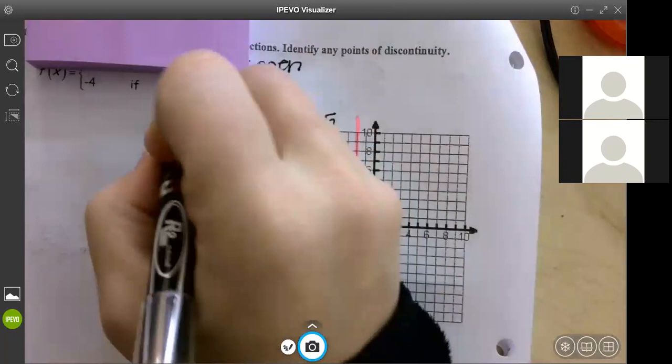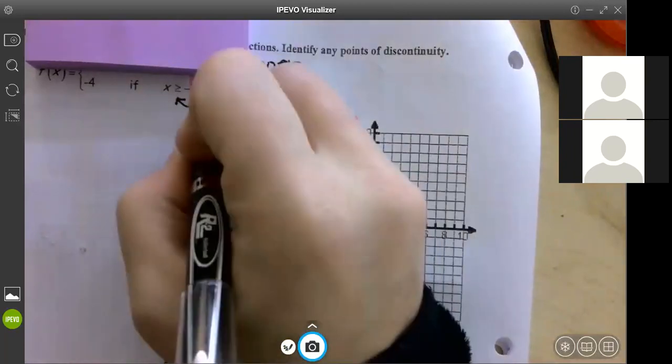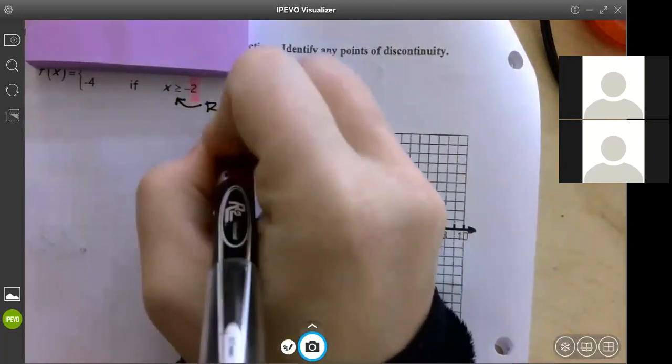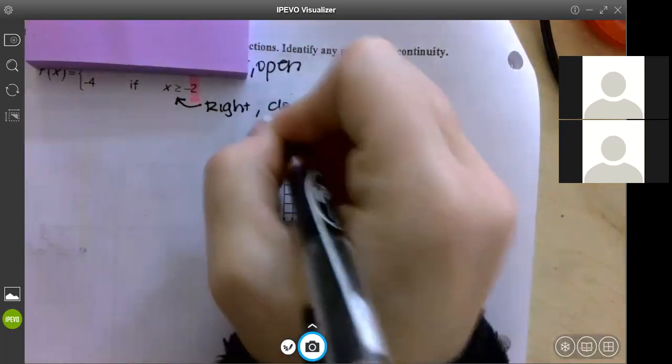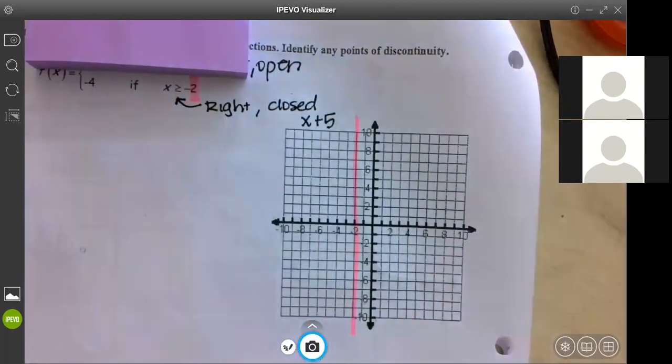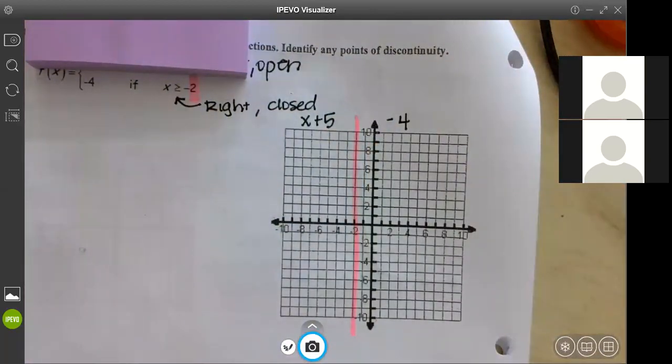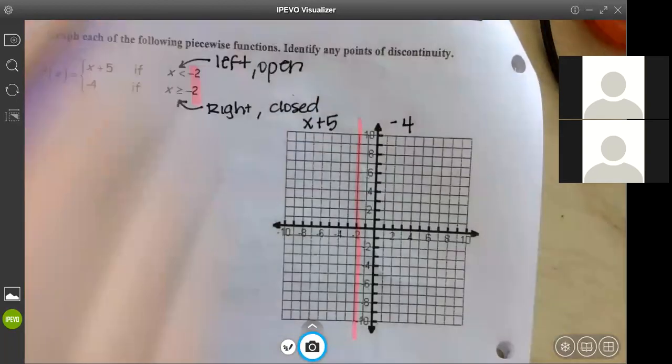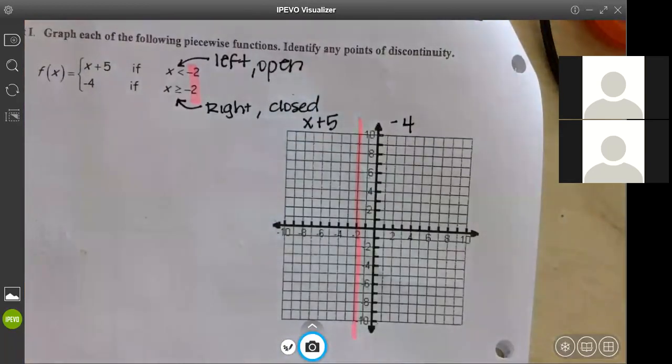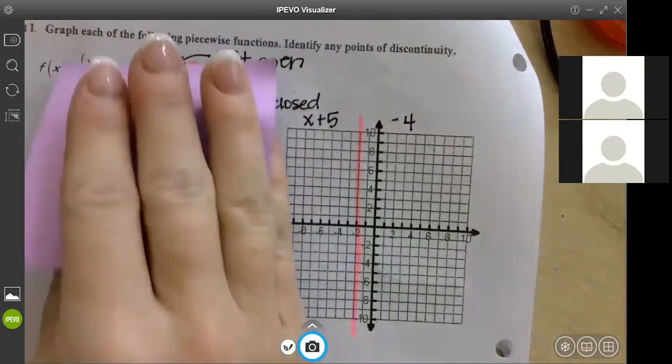So this one, because it's greater than, tells you it's on the right. And because it's equal to, it tells you that it's closed. So -4 will be graphed on the right. And the point that happens on the boundary will be closed. Guys, you're literally going to do it the same way.